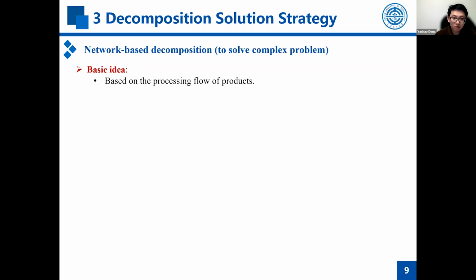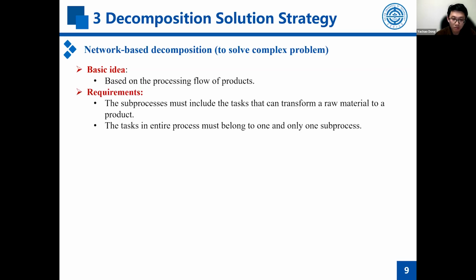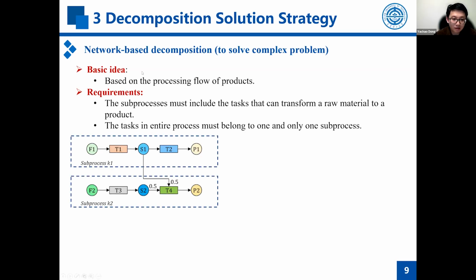To achieve this goal, we have 2 requirements for decomposition. First, the sub-processes must include the tasks that can transform a raw material to a product. And the second one is that the tasks in the entire process must belong to one and only one sub-process. And therefore, we can see this example is decomposed into 2 sub-processes. One is for the production of P1, and the other is for the production of P2.